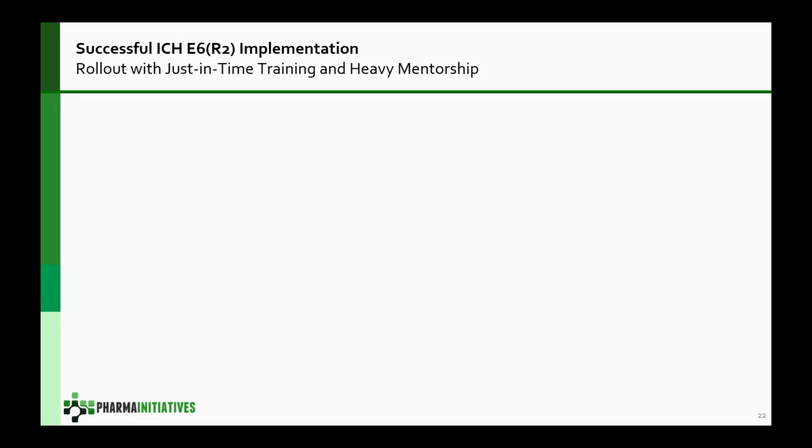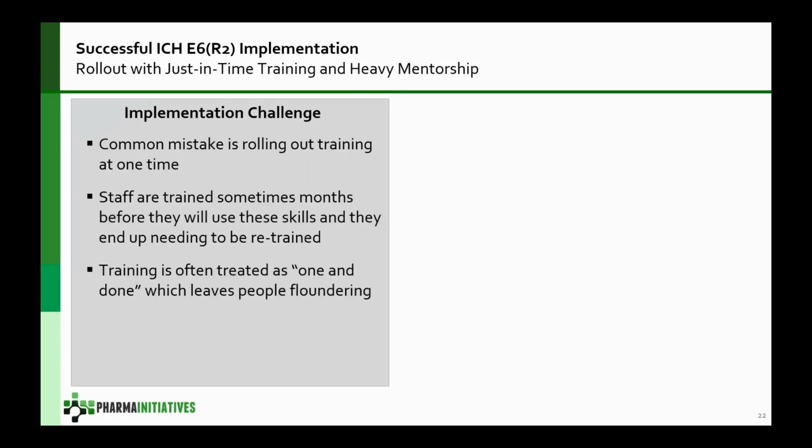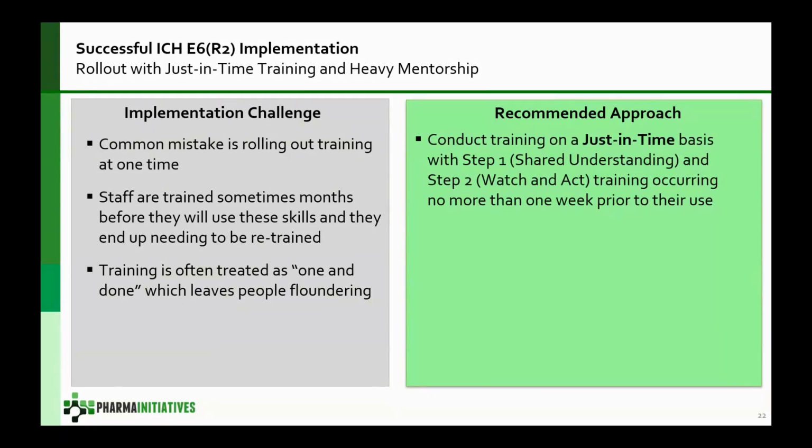Last implementation success factor, and then we'll jump into discussing the software side of things. There is a common mistake. Again, this comes with analogies of the past kind of operational changes we've made, as most of us want to do sort of a big training and roll this thing out to everybody. That is not a good approach here for E6R2. For E6R2, you want to do just-in-time training, which is hopefully common for other major systems rollouts.